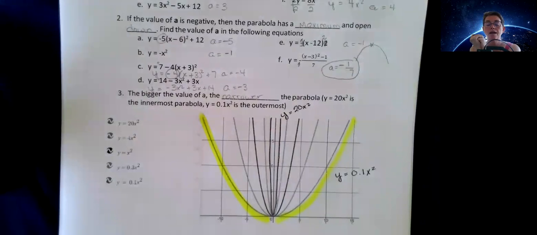All right. And there you go. Now you should be able to read A off any equation and know exactly what it does.